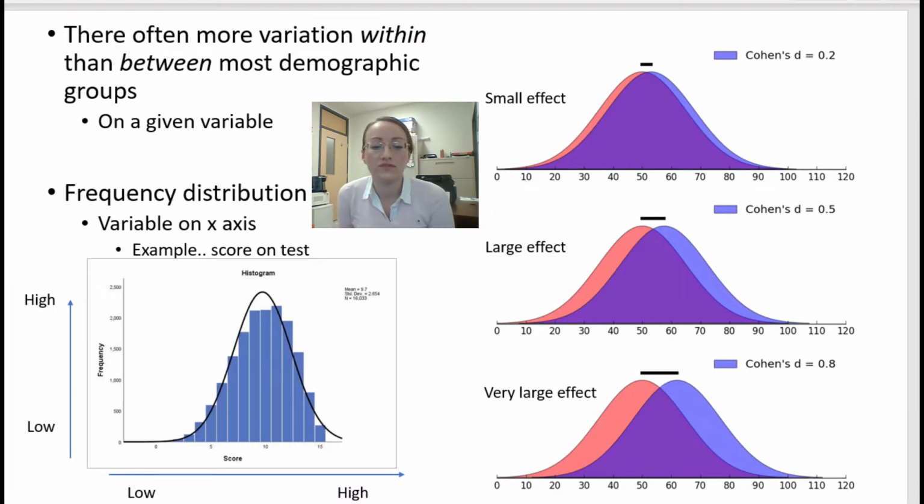Notice how much overlap there is between the distributions, how wide that purple space is. That's the illustration of the point that there's more variation within a distribution than between the two distributions. The width of that black line represents the average difference between the two distributions. The distributions themselves and the purple space of overlap between them is a lot wider than that.